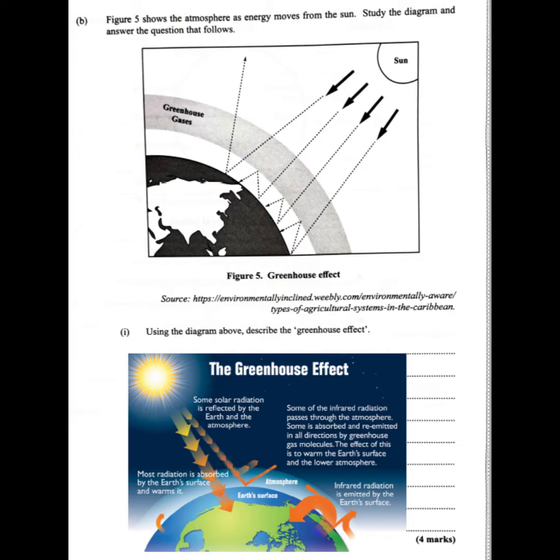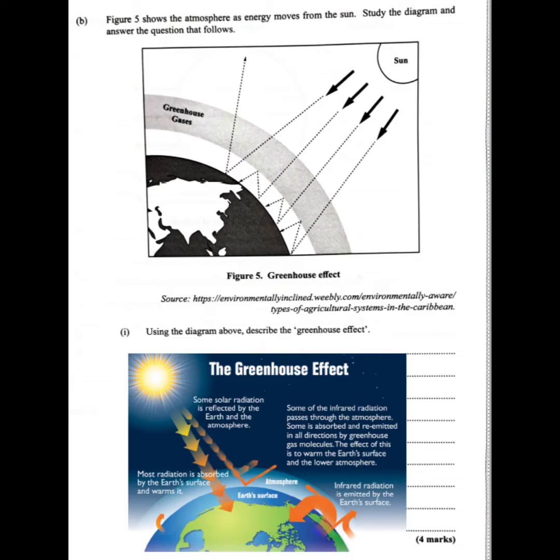Part B to the question shows us a diagram or a picture of the atmosphere as energy moves from the sun. We're to study the diagram and answer the question that follows. So we are to, using the diagram above, describe the greenhouse effect, and that's worth 4 marks. Based on the picture above, we are seeing where incoming shortwave radiation, which is the visible light from the sun, passes largely uninterrupted through the atmosphere to reach the Earth.